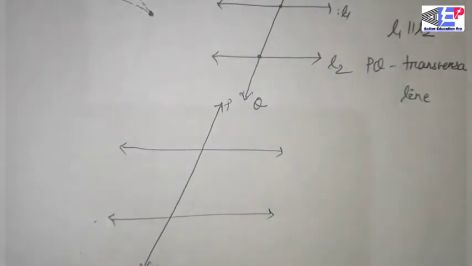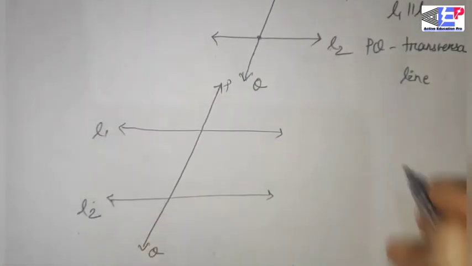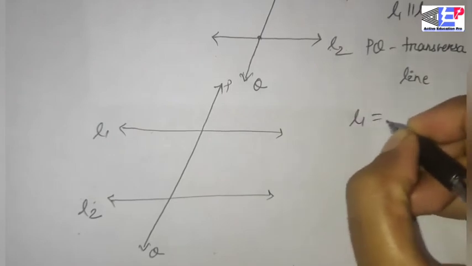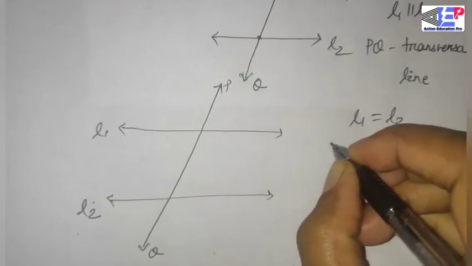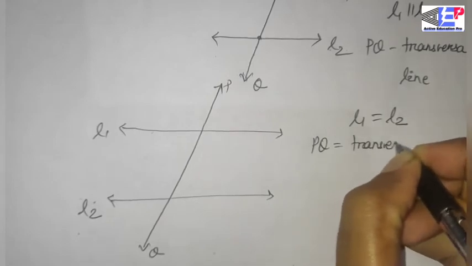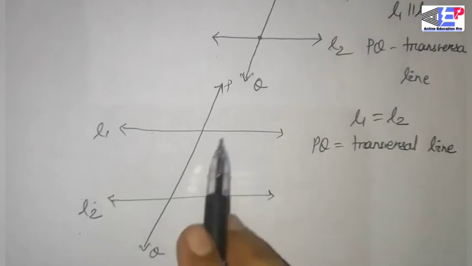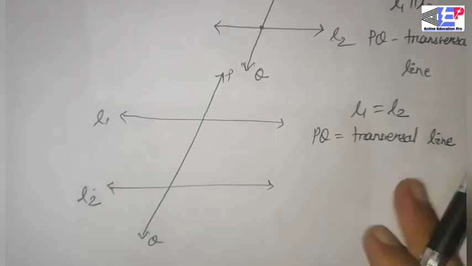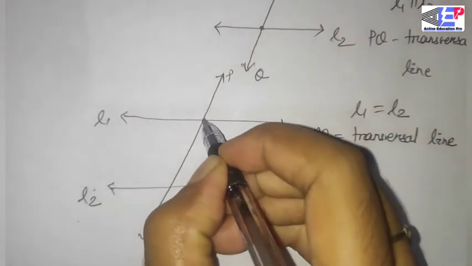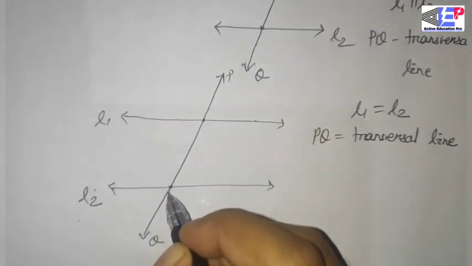This is L1 and this is L2. Here we know L1 is parallel to L2 and PQ is the transversal line which intersects L1 and L2. This is the point of intersection of PQ and L1, and this is another point of intersection of PQ and L2.